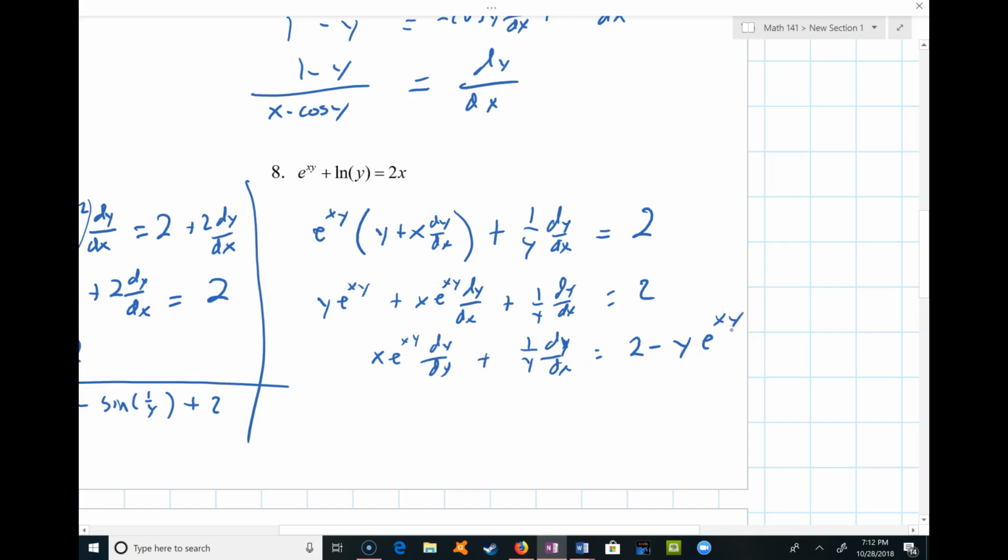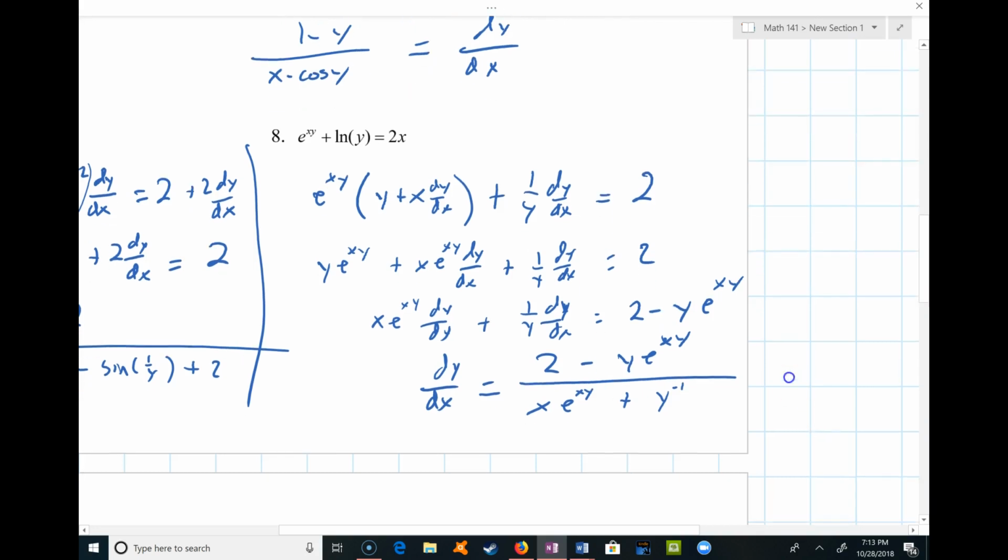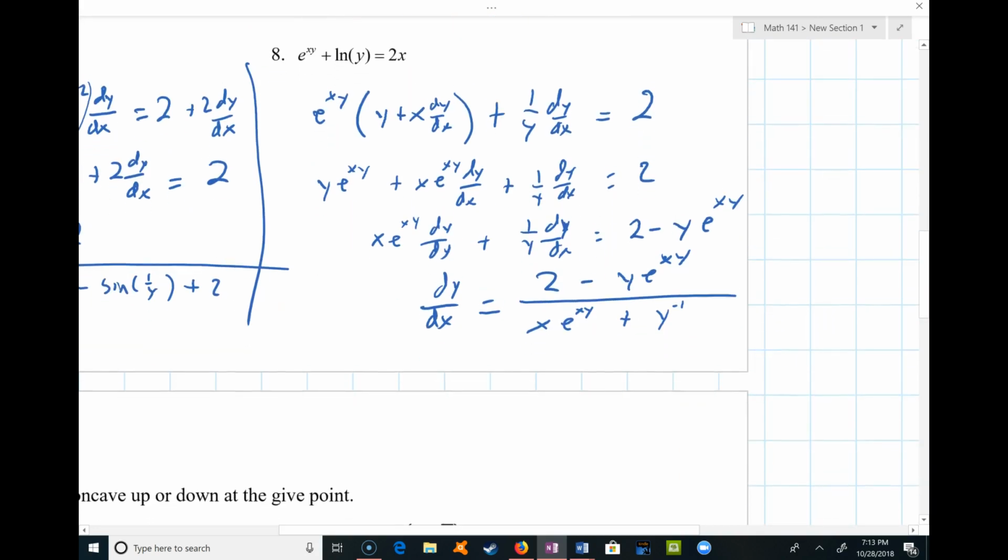And then finally, if we factor that stuff out, we're going to have dy/dx is equal to 2 minus y e to the xy over x e to the xy plus y to the negative 1. I guess we could do that. But I'm not so comfortable with the negative exponent in the middle of the fraction. That's like a complex fraction.